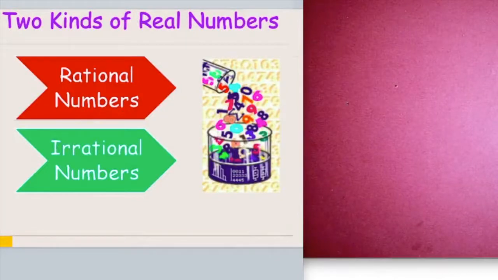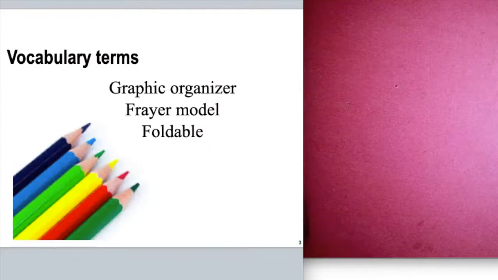Let's look at creating a foldable for the real number system. Before we begin, let's go over our basic vocabulary words. We're going to talk about a graphic organizer, the Frayer model, and foldables.